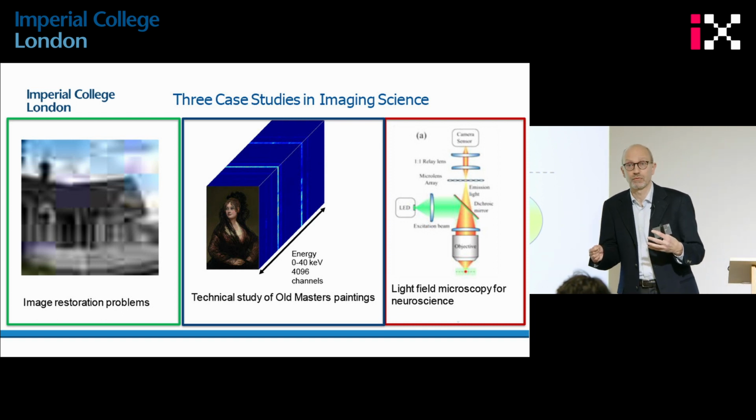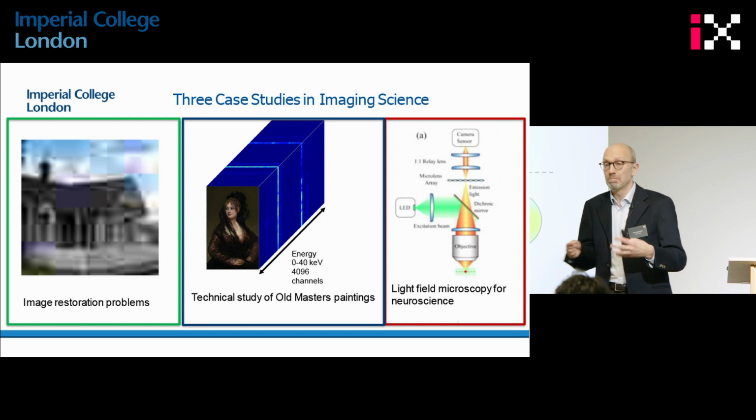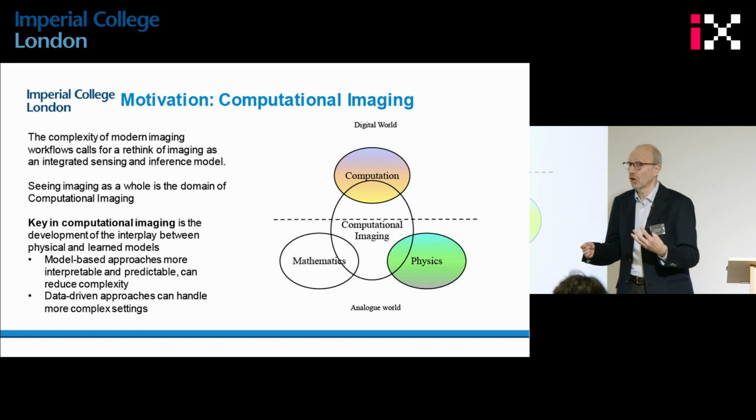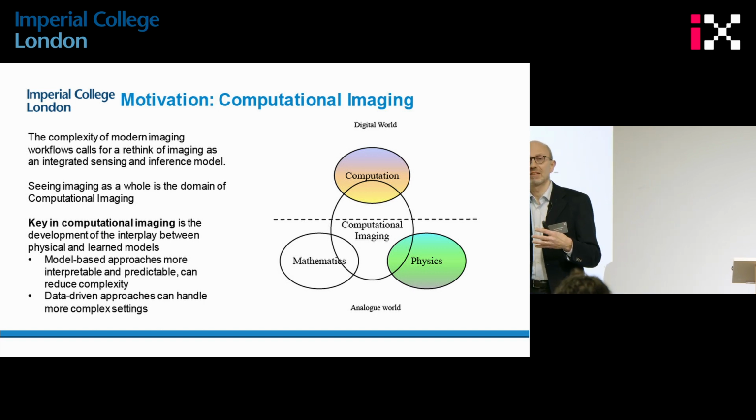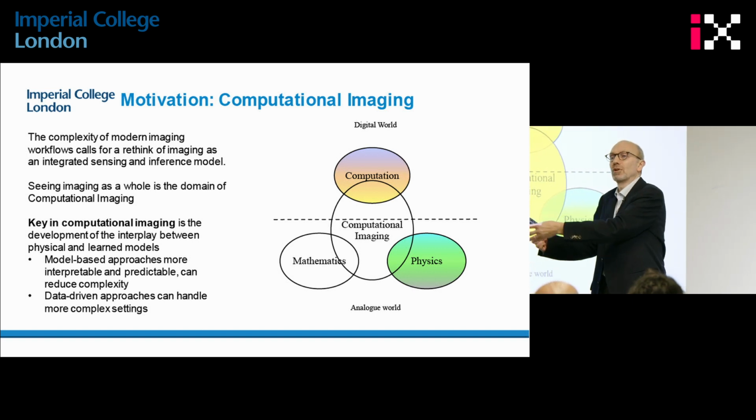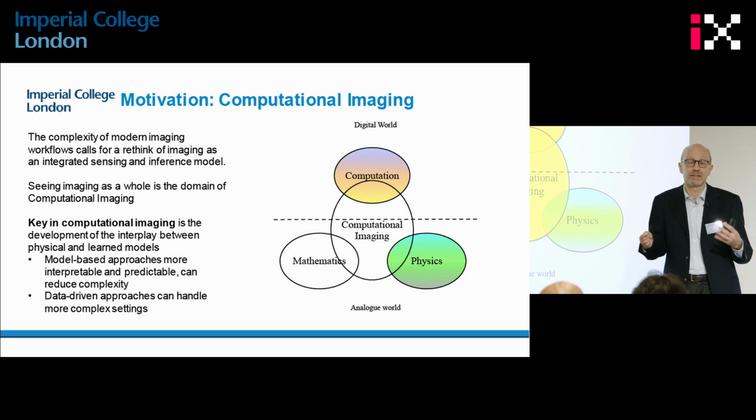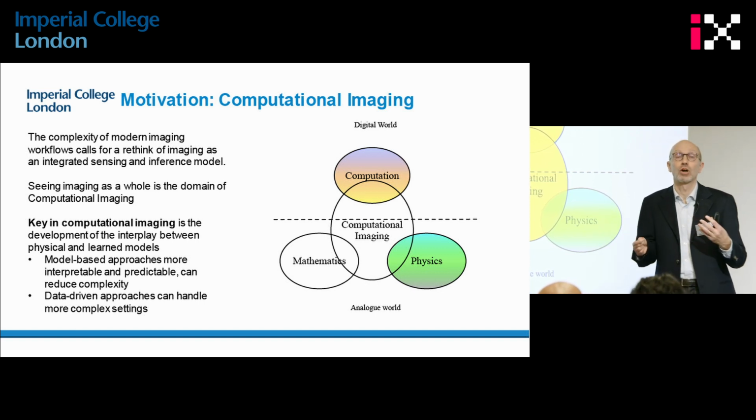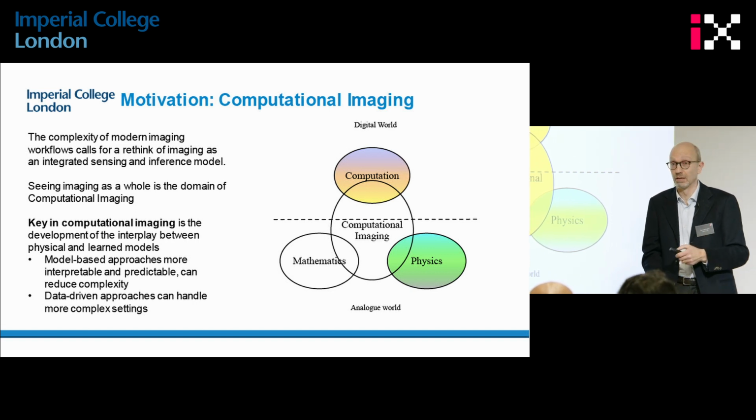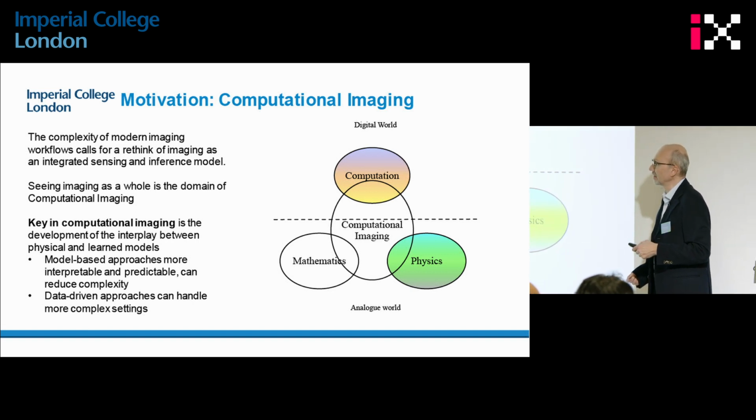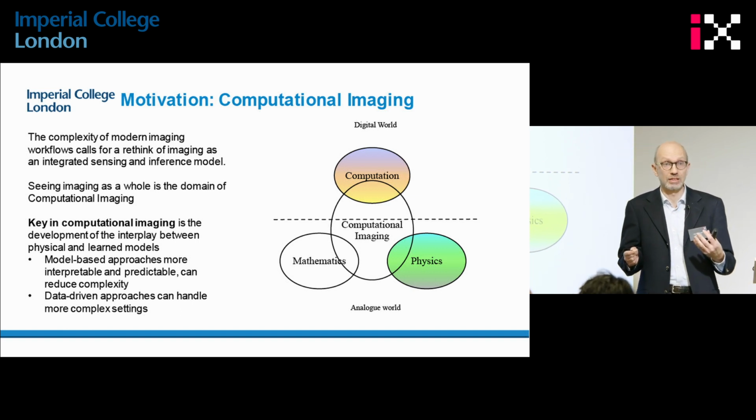Now, the first high-level conclusion that I can draw from this type of experience is that the imaging workflow is getting more and more complex. New imaging methods become extremely complex, and because of that complexity, it's not really possible anymore to think of the acquisition process and all the computation that comes after that as two completely separate entities, and instead we need to look at them jointly. So we need to think of imaging as a joint sensing and inference model. This area that tries to look at the entire pipeline jointly, we call computational imaging.